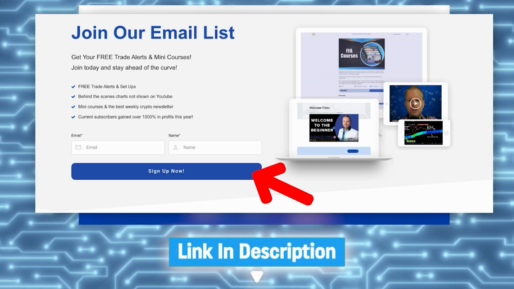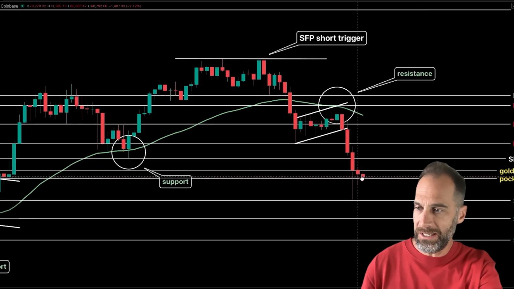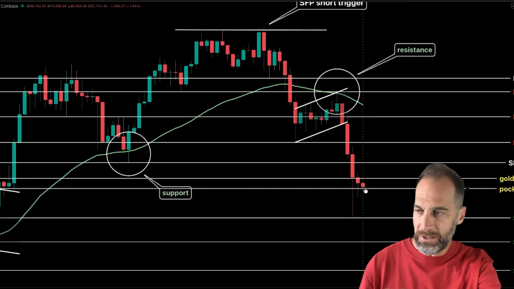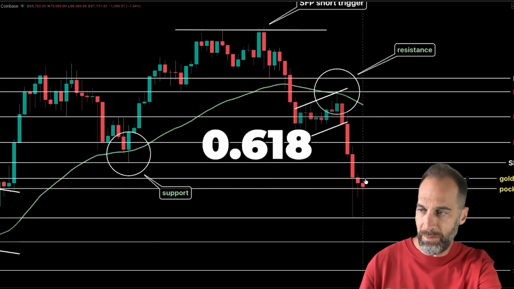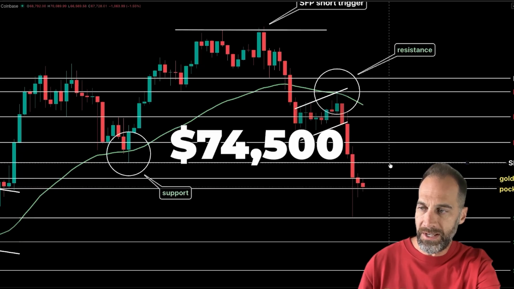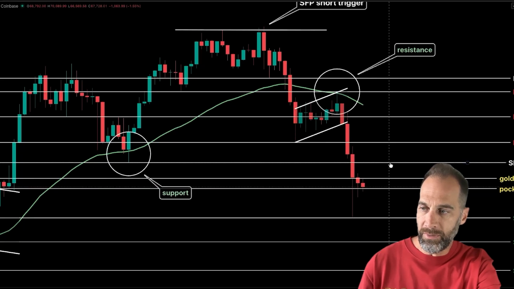Link in the description. Now, Bitcoin is actually in this golden pocket, and I anticipated this. This golden pocket is between the 0.65 and the 0.618. Price is consolidating in here, okay? Now, I'm anticipating a move to test 74.5 before a bigger move back down to about 60K.